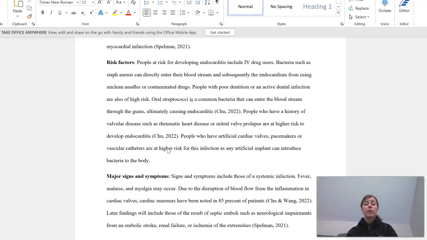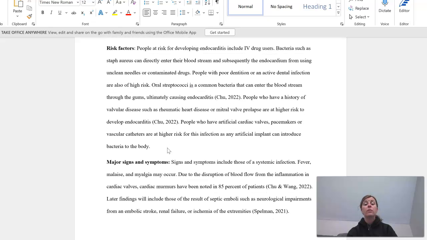People who are at risk for developing endocarditis include IV drug users. These patients, when they're injecting with unclean needles or contaminated drugs, we're more likely to see the bacteria Staph aureus that enters their blood. People with poor dentition or an active dental infection are also at high risk. Oral streptococci is the common bacteria that can enter the bloodstream through the gums and then ultimately cause endocarditis.